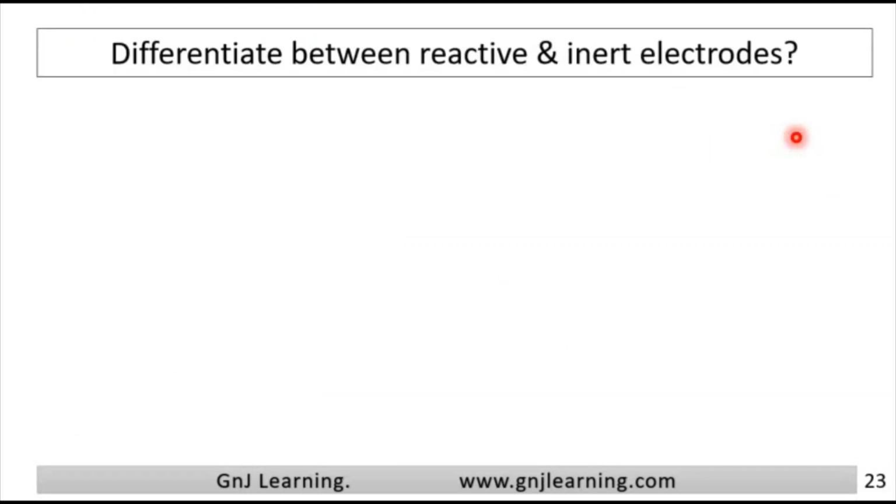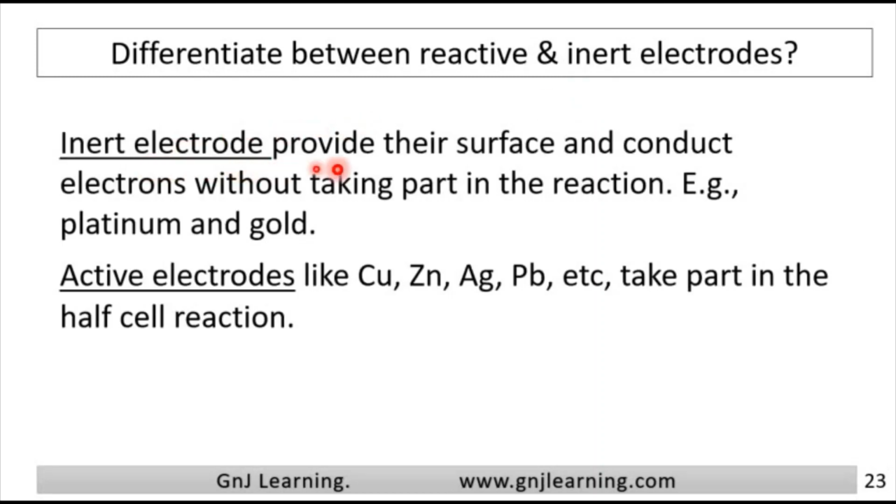Now a question: what is the difference between a reactive electrode and an inert electrode? Reactive electrodes are those that take part in the reaction, whereas inert electrodes do not take part in the reaction but support it. So inert electrodes provide their surface and conduct electrons without taking part in the reaction. Platinum and gold: in most cases it's platinum, and occasionally gold is used. But active electrodes, for example copper, zinc, silver and lead, take part in the half reaction, and are a part of the cell reaction.